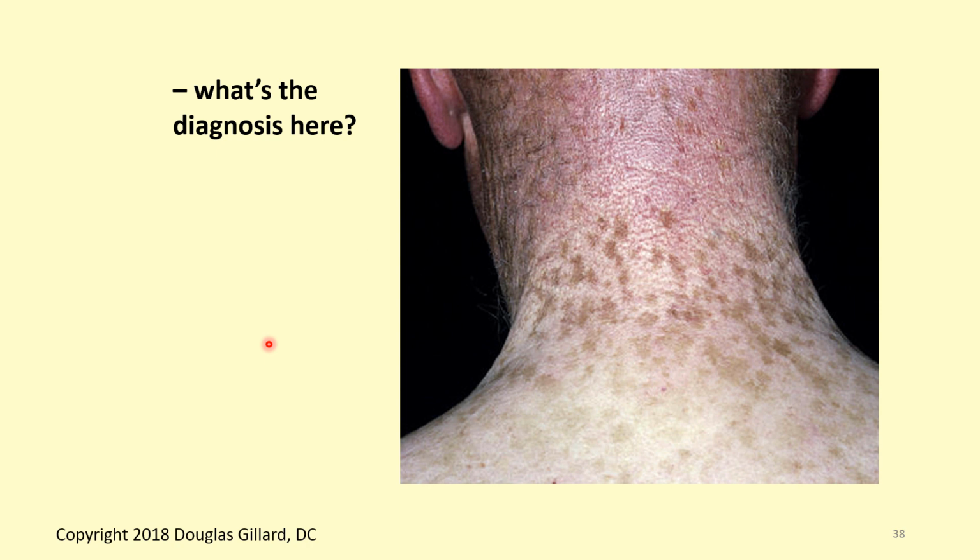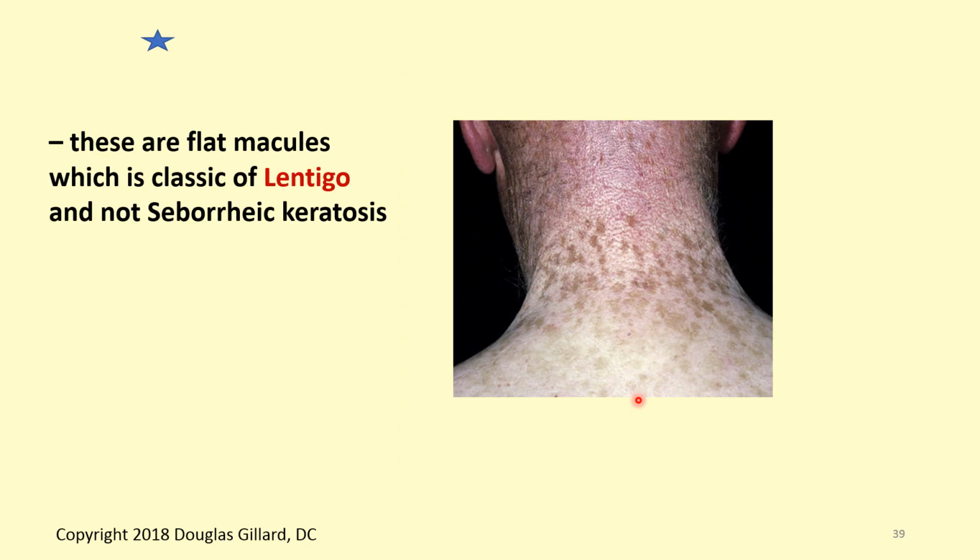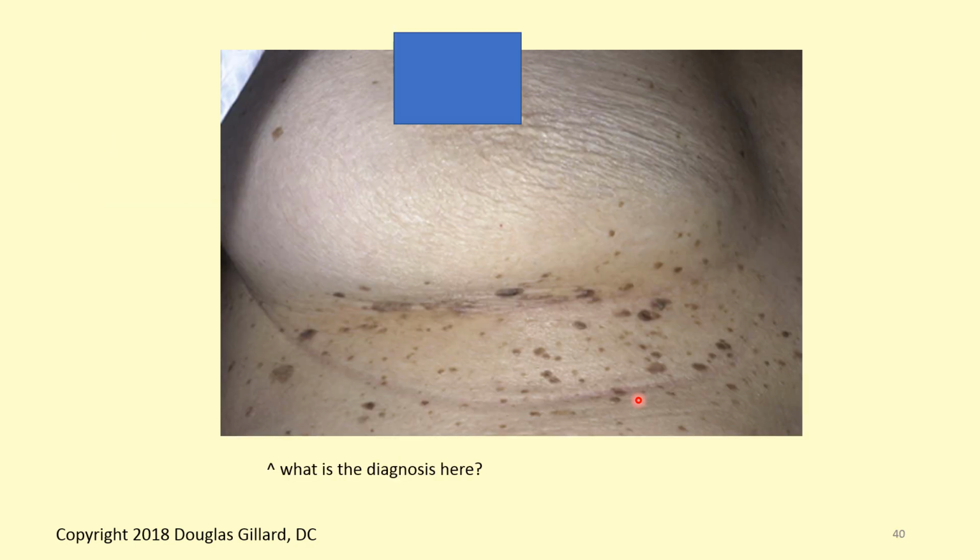Here's your 3 o'clock patient. He says, "Doc, what is the deal with all these little bumps all over?" Is that SK? No. That's lentigo, right? Light brown in color. They're not raised. You can see they're smooth. Sometimes they call it solar lentigo. It's not SK. How about this one?